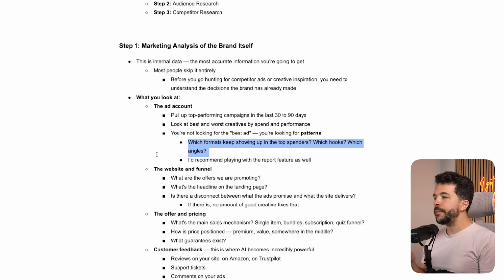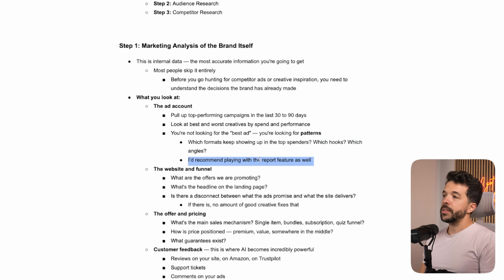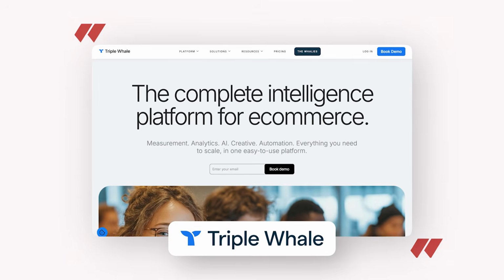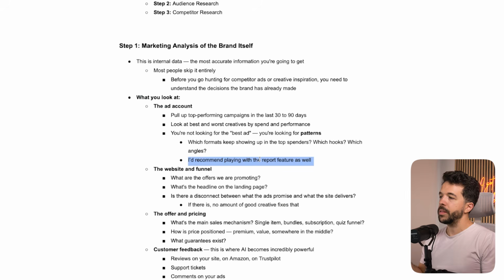And one feature that I really like is the report feature that you'll find in the ad account. I believe it's great to analyze creatives. Obviously, you have third-party apps such as Triple Whale, Hyros. You have literally probably dozens of them. If you have access to those, good, you can use them. I still really like the ad account and how easy it is to go around it once you understand how to structure it properly.